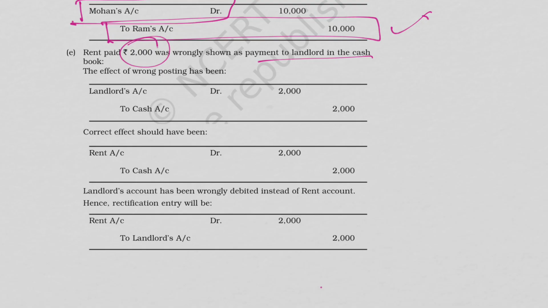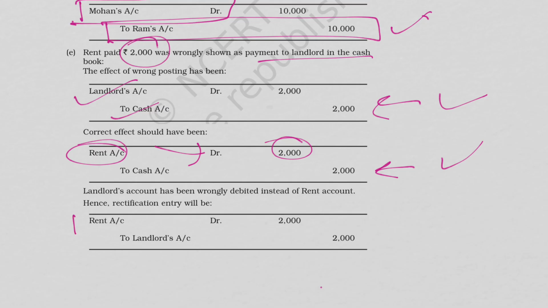Next, we have rent paid of rupees 2,000 wrongly shown as payment to landlord in the cash book. So landlord account we have debited to cash account. Correct entry: rent is an expense. Expense should have been debited 2,000. So here the cash is not affected. Cash is correct. So rent, the actual expense, we will debit, and landlord account credit to remove the excess debit of landlord account.